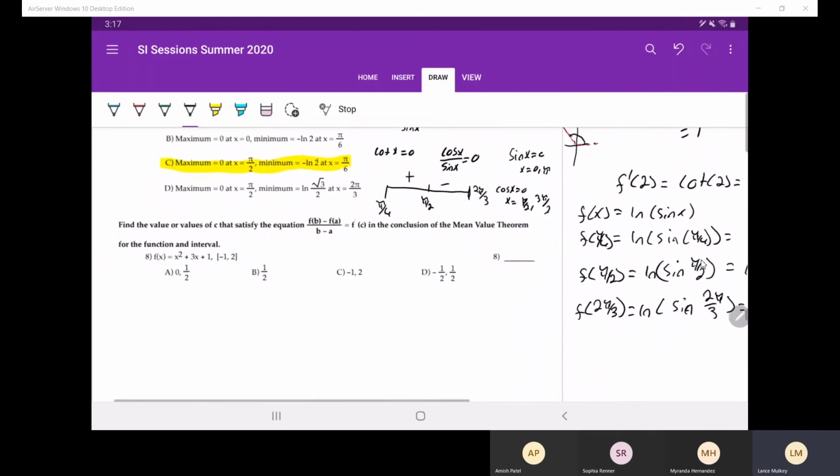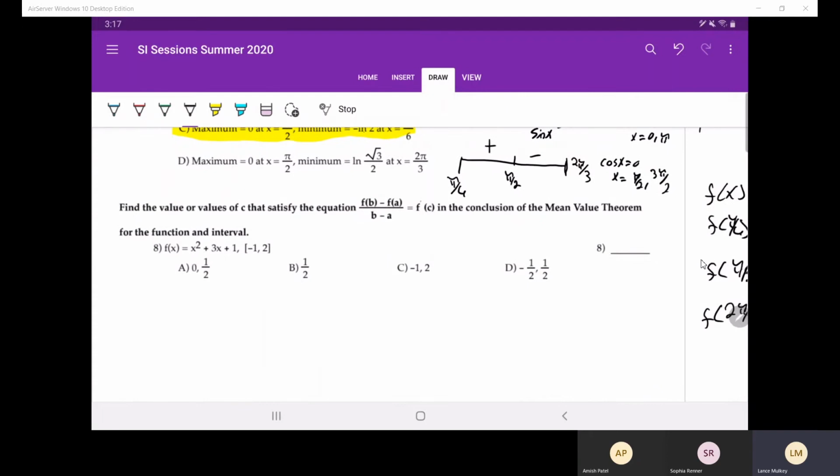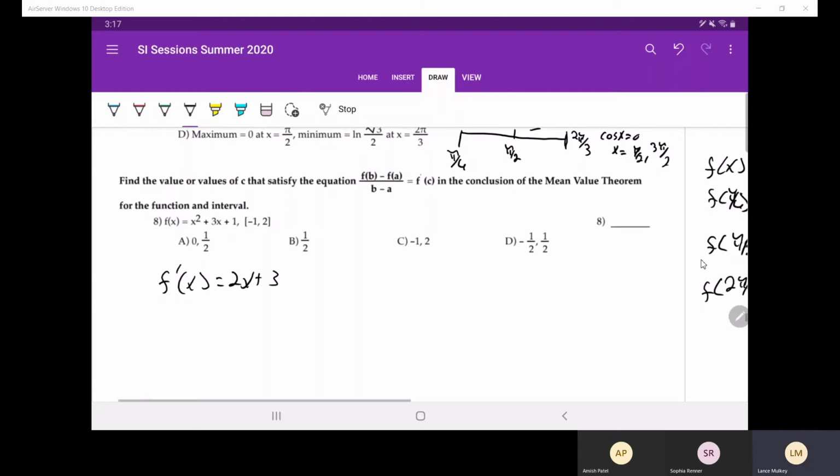So this is the mean value theorem again. Between these two endpoints, there is a point c where f prime of c, the derivative at a point, is the exact slope of the secant line. So we take the derivative, and now plug in c.